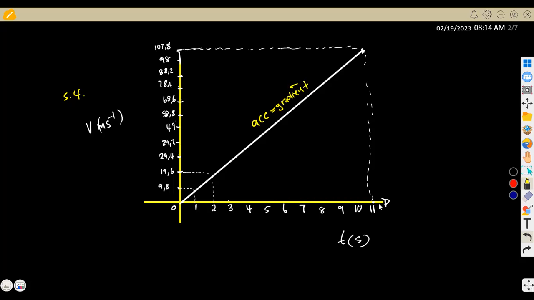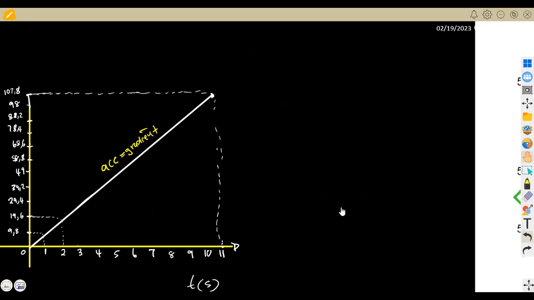If it is a displacement time graph, the steepness of the slope or the gradient represents velocity. But this one is a velocity time graph, so it is going to represent acceleration, which is measured in meters per square second. All right, so that was the question. Let's check the other part.